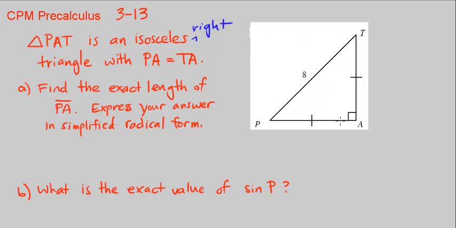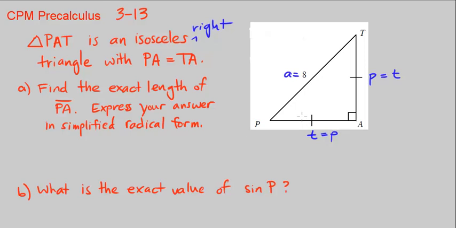And in fact, I'm going to relabel these. If this is A, I'm going to call this side little a. If this is T, I'm going to call this side little t. And this angle is P, this is going to be little p. And I know P is equal to T and T is equal to P, just like we're told. So we want to find the exact length of PA. Well, PA we know is right here, which is side T.